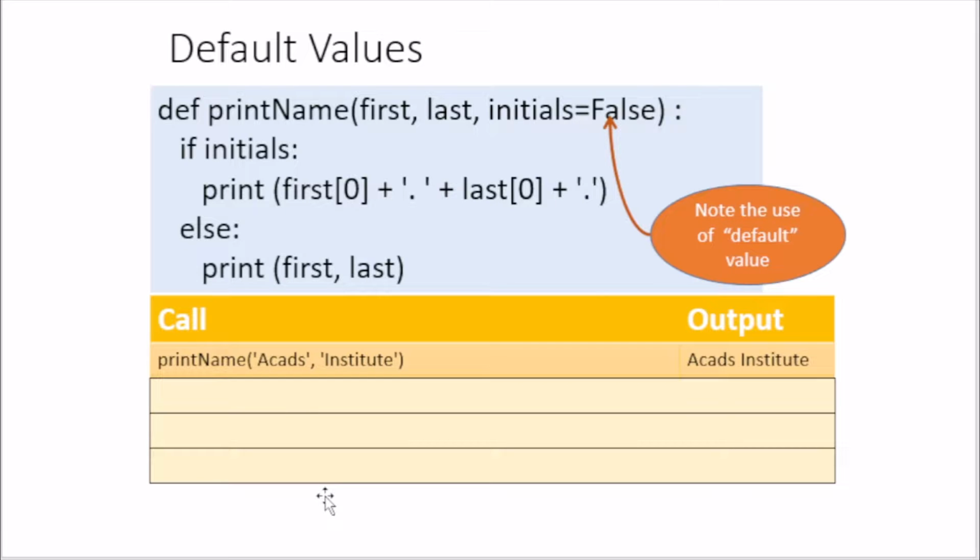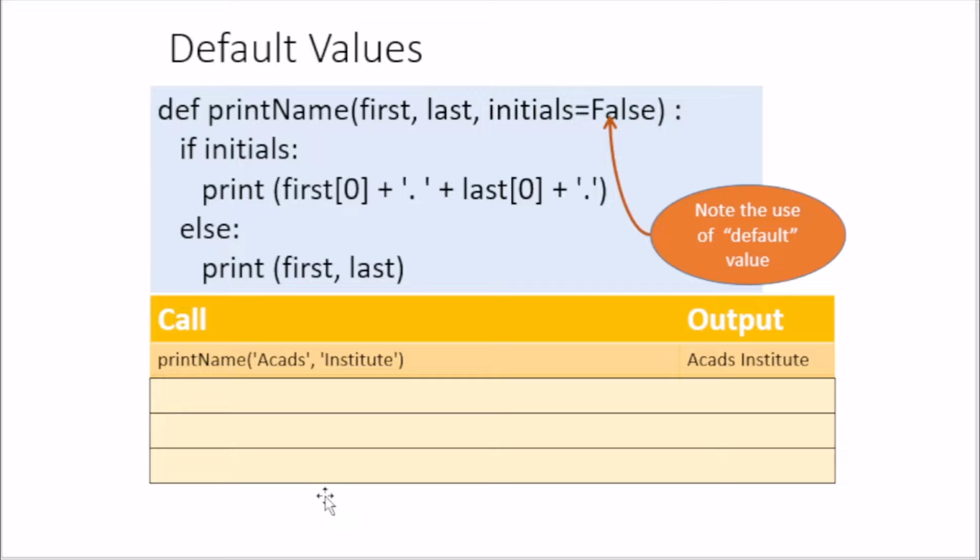So next we'll discuss the default value. Sometimes when we are specifying the parameters, some parameter values we can specify as a default value. Means we are initializing a certain value as default. So here in this case, we have defined a print name function. First argument, last argument, and initial's default value is false. So if during the calling you don't specify the initial value, it will take the default value of that argument.